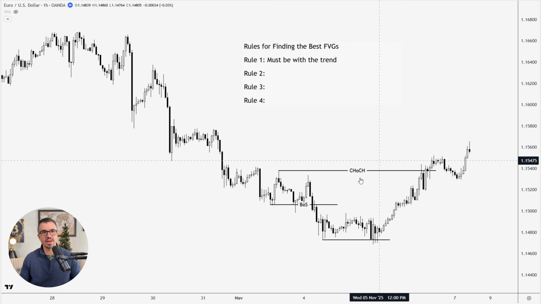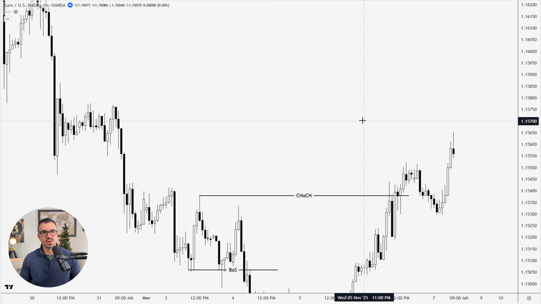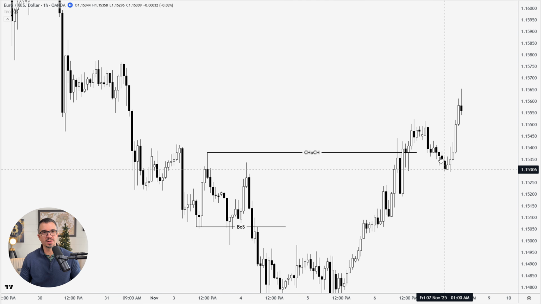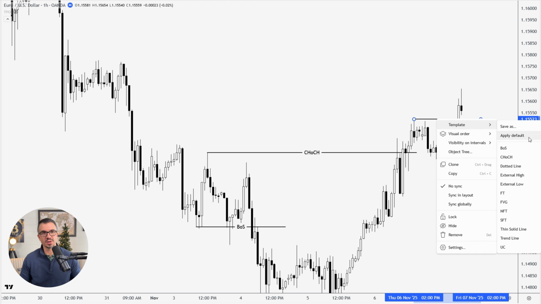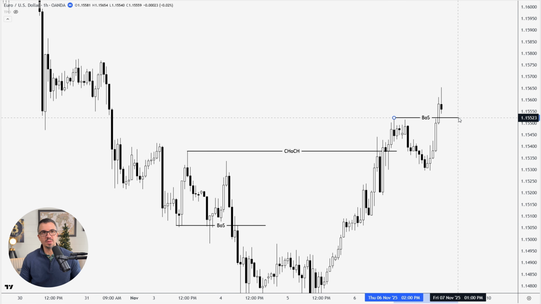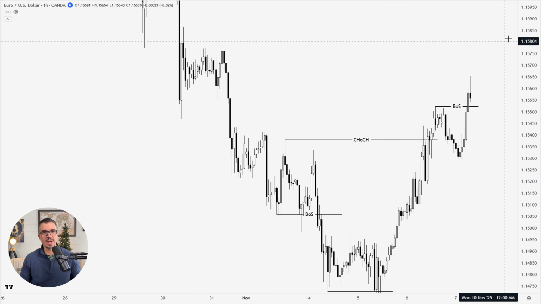Now, the second rule here is that if we look at this change of character, you can see that we did have multiple bars pulling back here, well over 3 candles pulling back. So what I would have done at this time is mark out this high up here, because we had a pullback down here into this area, we had the break. So this is now a new break of structure.